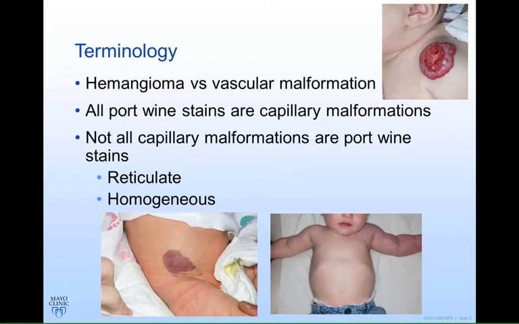Hemangiomas are actually referred to as strawberry birthmarks or bigger growths that we call, quote-unquote, tumors, but tumors not necessarily in a bad way. You can see that on the top right on that baby here. That baby has an ulcerated hemangioma. Everything else is probably better classified as a vascular malformation. So we try to reserve the term hemangioma only for these specific strawberry-type birthmarks.